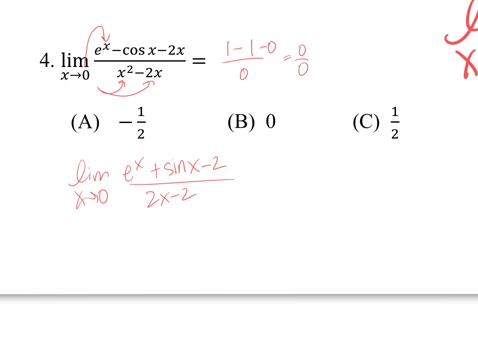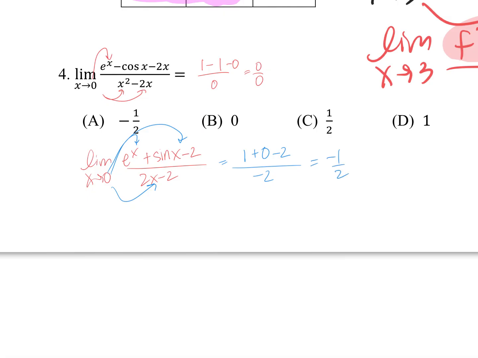Beautiful. Just go plug it in, y'all. e to the 0 again. 1 plus sine of 0. Say again. 0. Minus 2 over a negative 2. JC, what was your final answer?